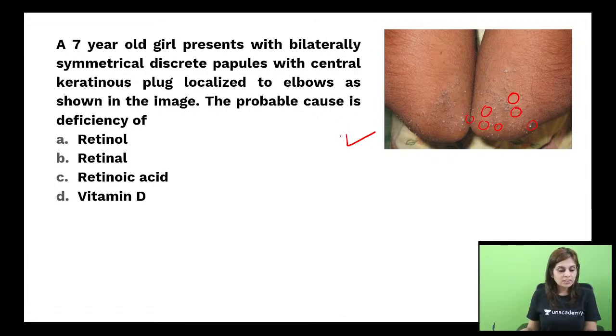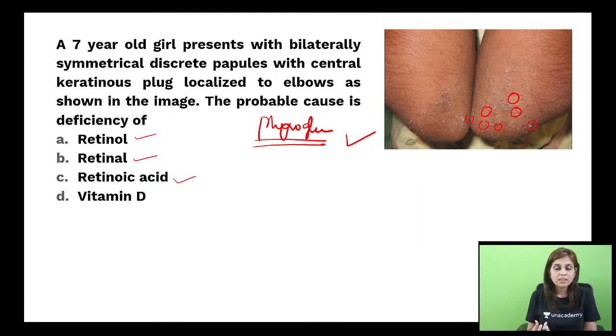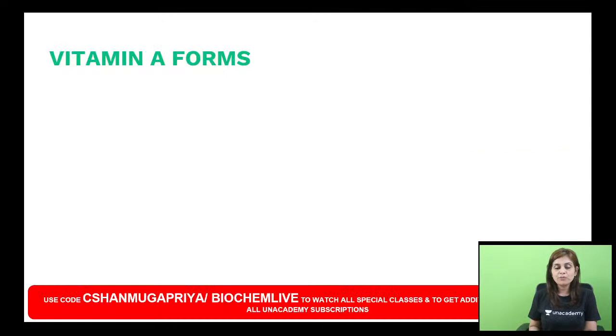First tell me, what is the dermatological diagnosis here? Come on all of you, phrenoderma, right? It is basically phrenoderma, and we all know phrenoderma is caused by a deficiency of vitamin A. But the question is, they are asking you, is it because of retinol, retinal, or retinoic acid deficiency? That is the question. So you have to know about the various forms of vitamin A.